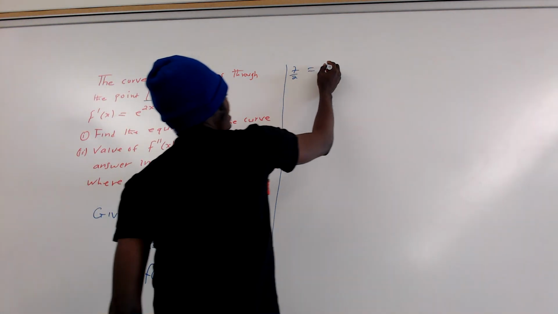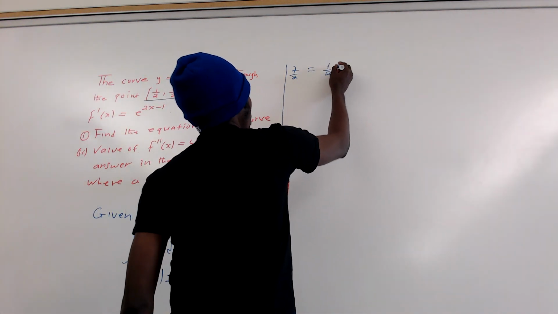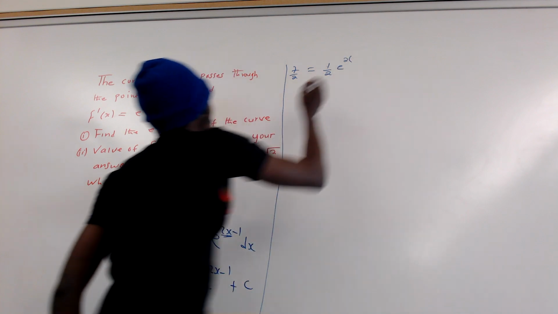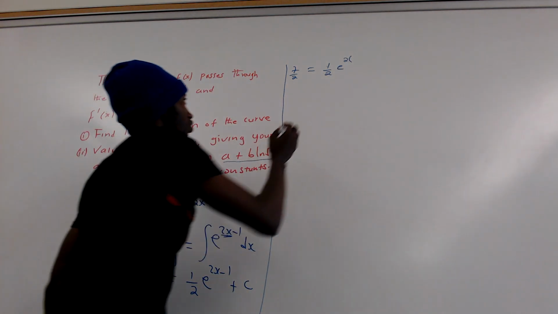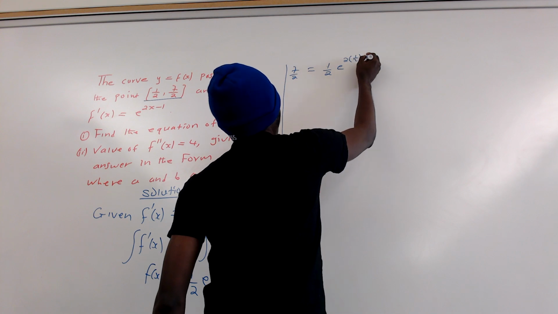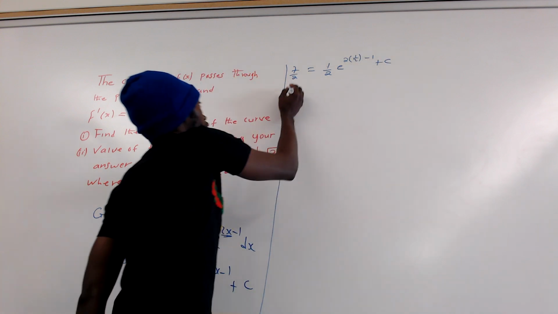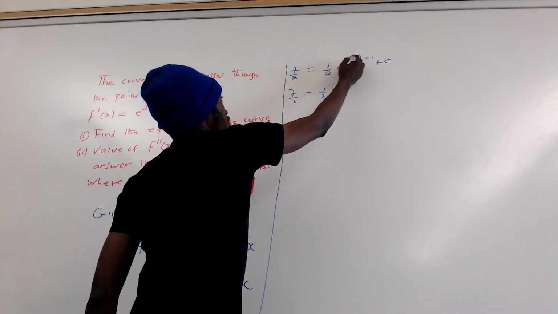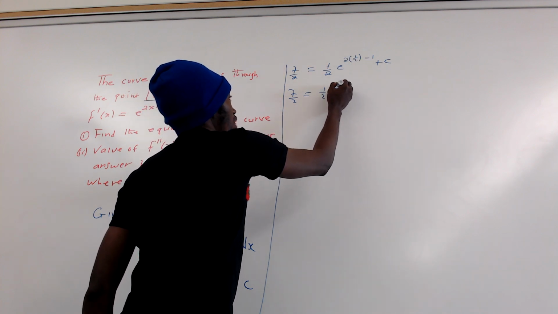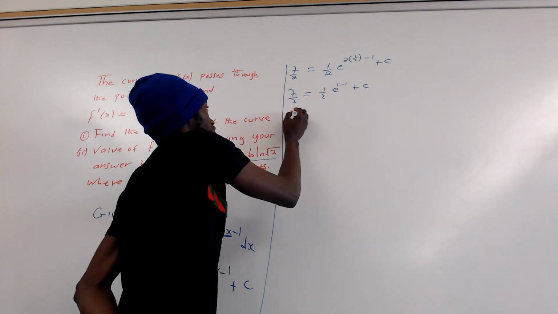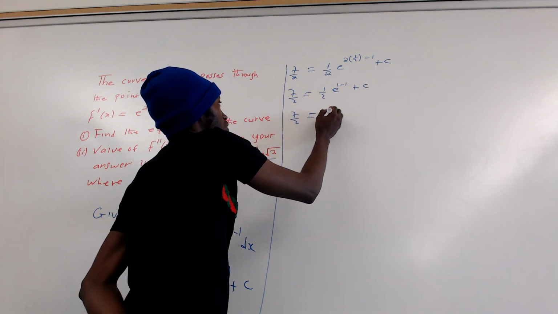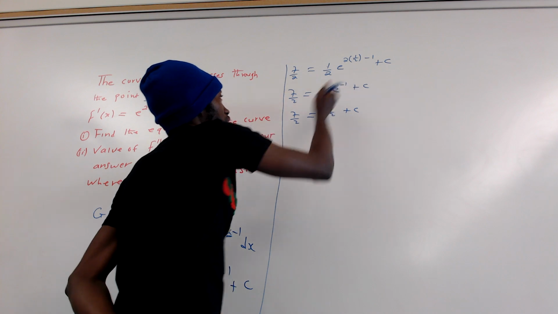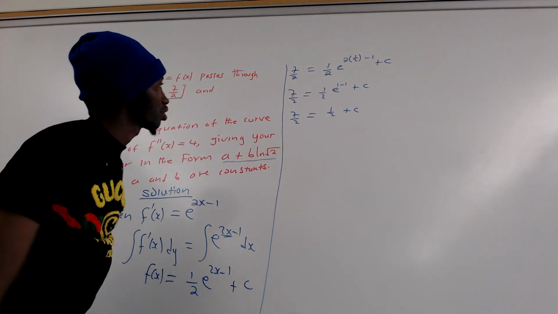So we say 7 upon 2 equals half e raised to power 2. But the value of x here is half, so we slot in half: 2 times half is 1, so it becomes 1 minus 1 plus c. So 7 upon 2 equals half plus c, because 1 minus 1 is 0, and e raised to 0 is just 1.